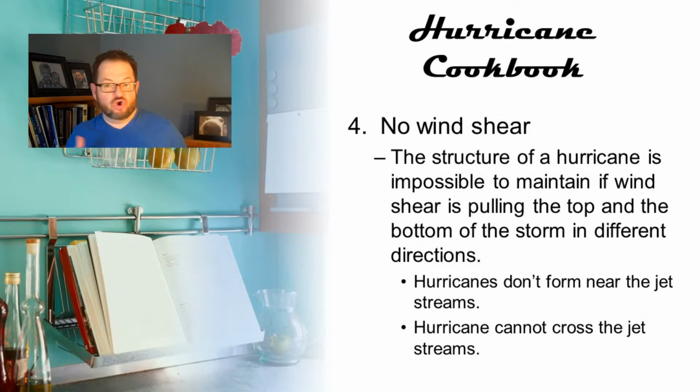So as a consequence, hurricanes don't cross the jet stream, they don't form under the jet stream, or anything like that. They can't deal with that. That also, by the way, is part of the story why hurricanes don't in general cross fronts. If you've got a cold front or a warm front out over the ocean someplace, the hurricane generally can't cross that either.